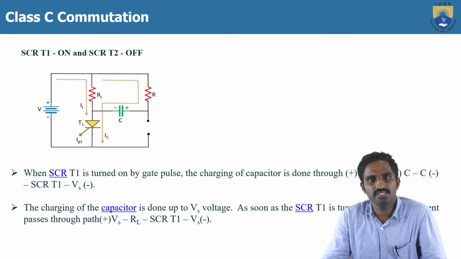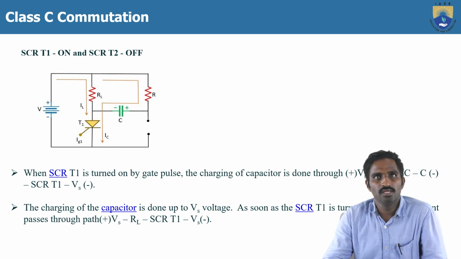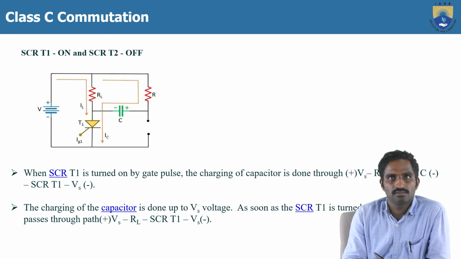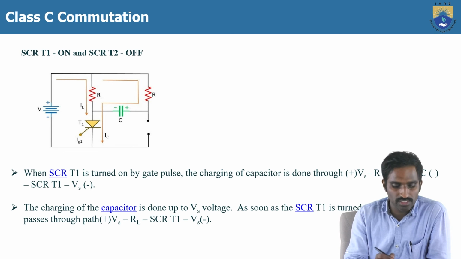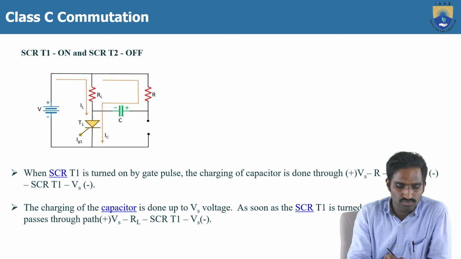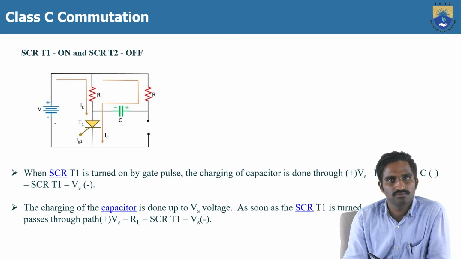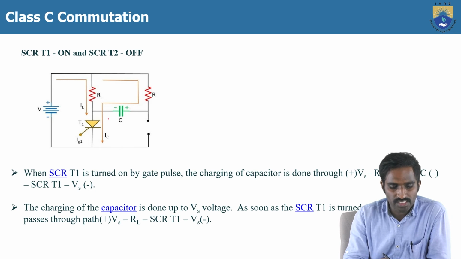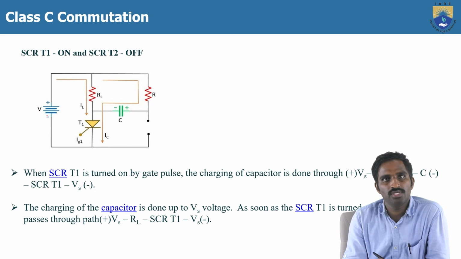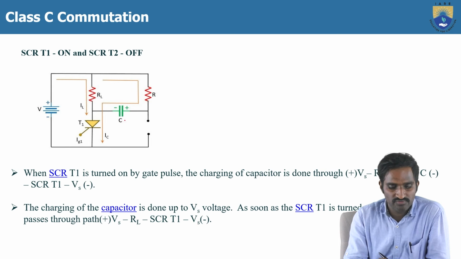In the next case, by giving the gate signal, the thyristor T1 is turned on. Then the load current will flow in two ways: first the capacitor current and then the load current. The load current will flow from the voltage source to RL to thyristor T1 to the negative supply of the source, and the capacitor current will flow from the positive supply of the source voltage through R to the capacitor, through the thyristor to the negative supply. In this way, the capacitor will get fully charged, and VC, the voltage across the capacitor, is equal to the supply voltage that we have applied, Vs.